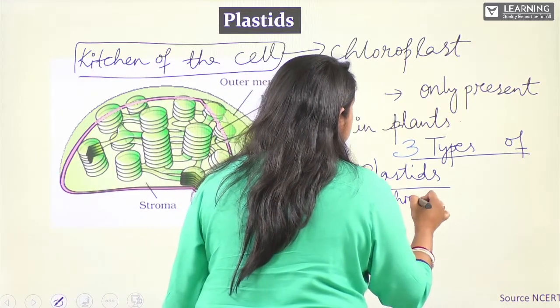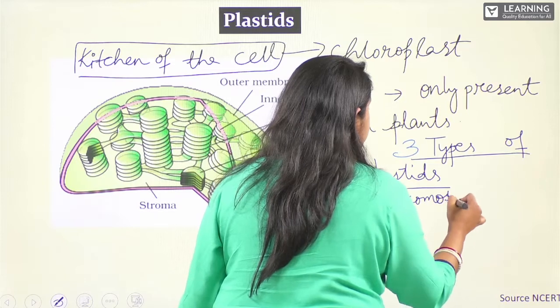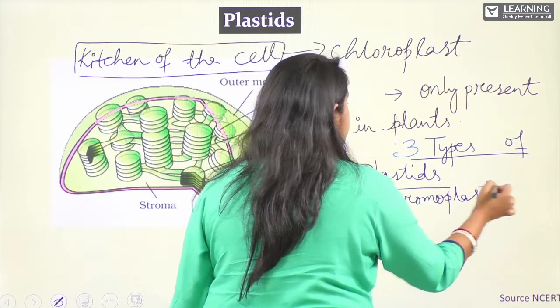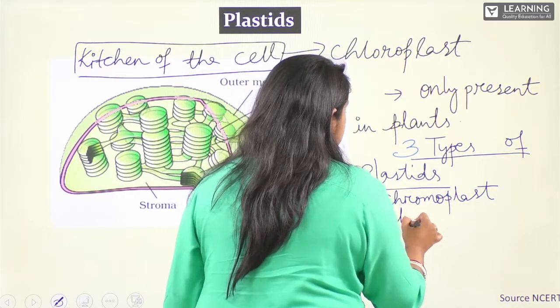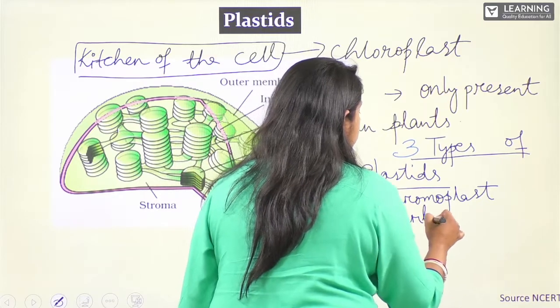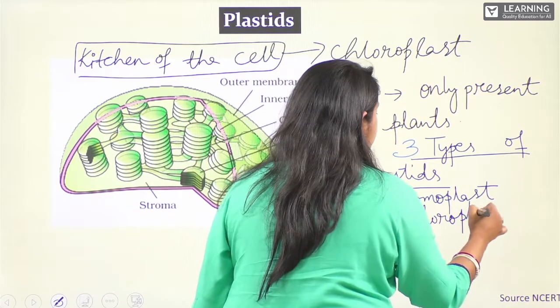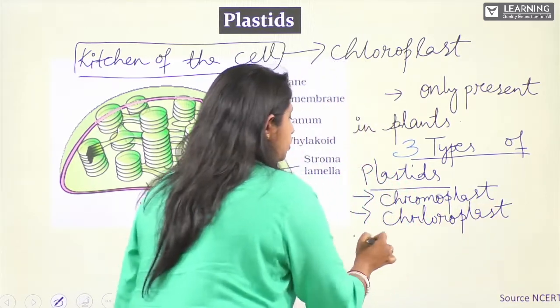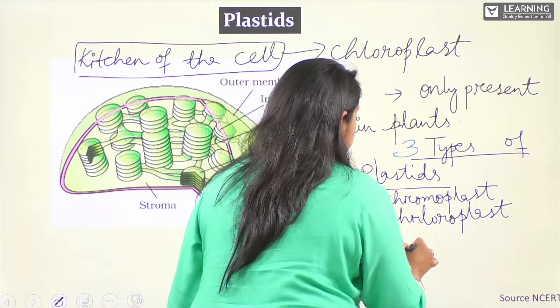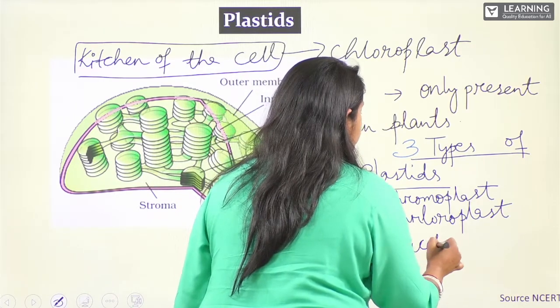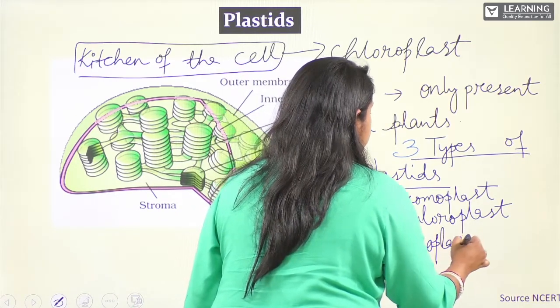One is chromoplast. Second one is chloroplast. The third one is leucoplast. Okay, leucoplast.